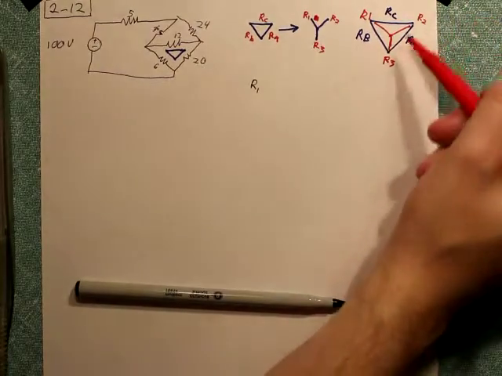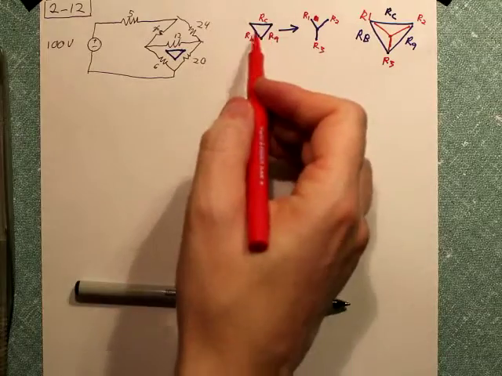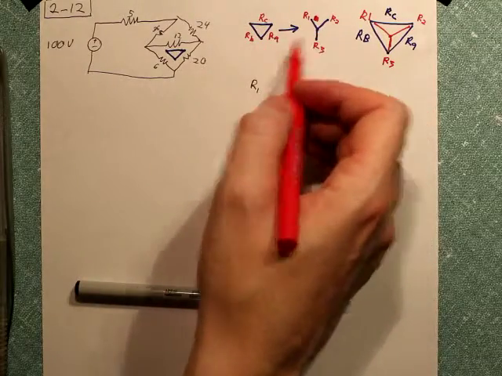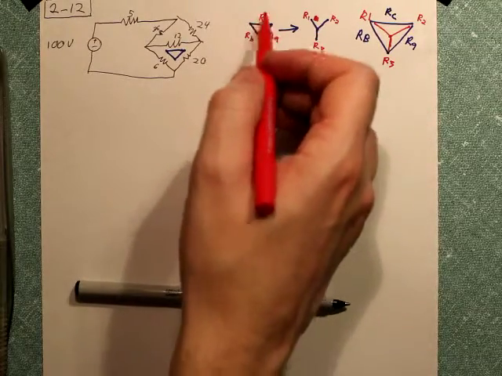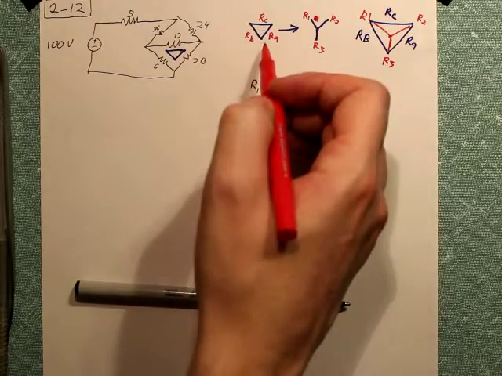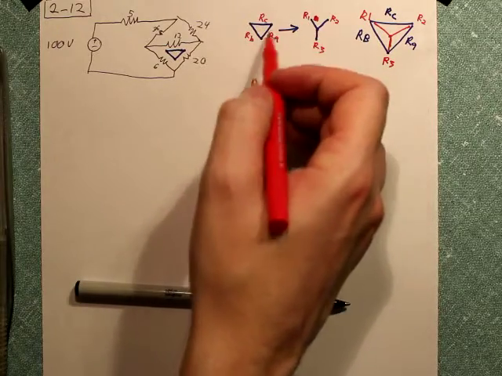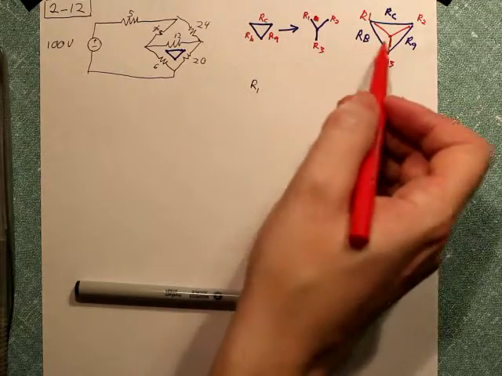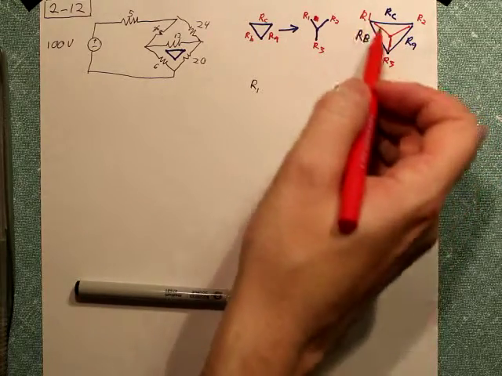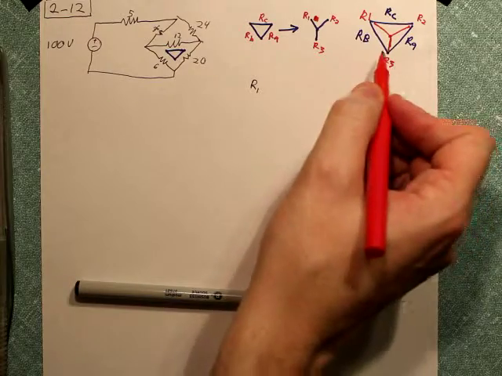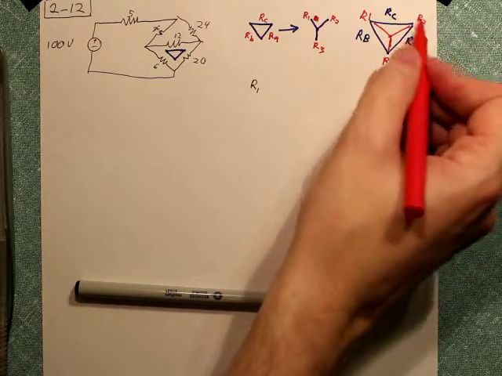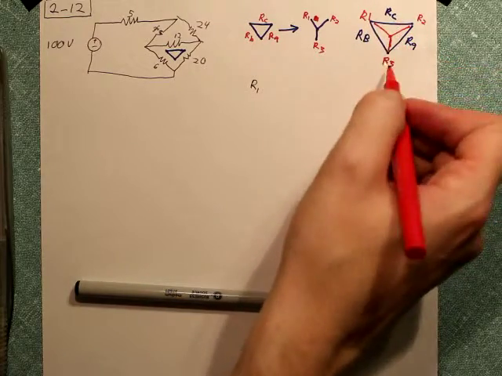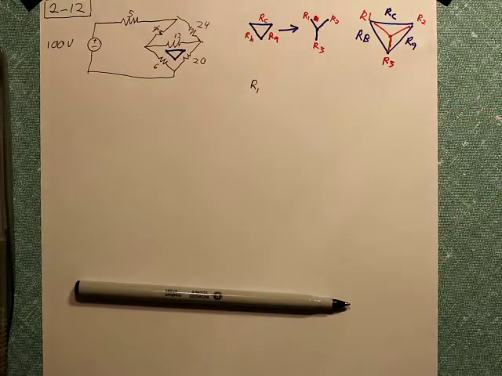So just to reiterate one more time, the opposite of the delta is where the Y is. And we go in order, A, B, C, 1, 2, 3. So the opposite of RA is R1 on that side. The opposite of RB is R2 on that side. And the opposite of RC is R3 on that side. So that's the first bit to know.